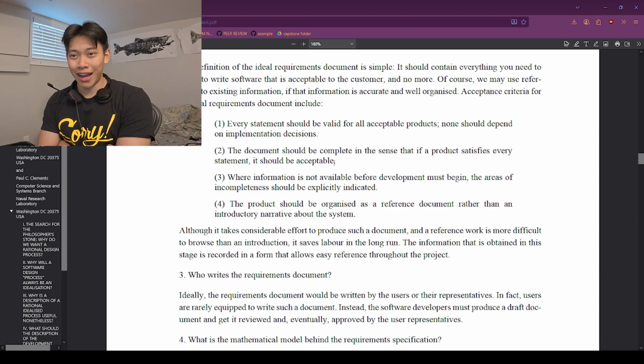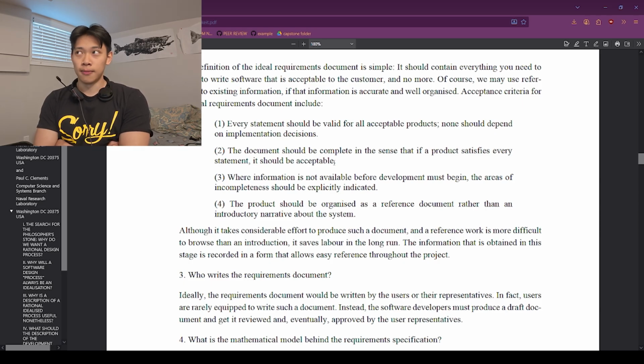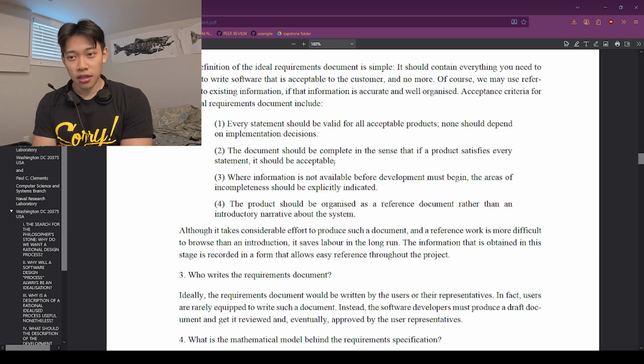Acceptance criteria for an ideal requirements document include: 1. Every statement should be valid for all acceptable products. None should depend on implementation decisions. 2. The document should be complete in the sense that if a product satisfies every statement, it should be acceptable. 3. Where information is not available before development must begin, the areas of incompleteness should be explicitly indicated.